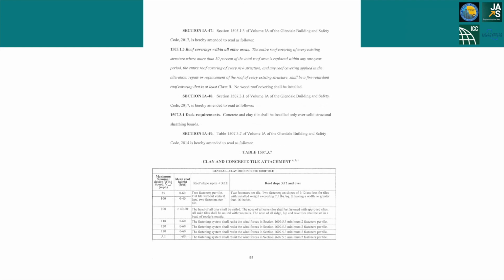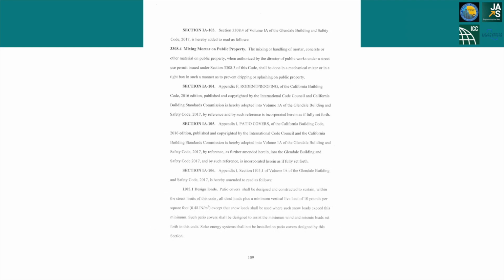And here we see some typical examples of locally amended code language. Note that the format and section numbering remain consistent with that found in Title 24. Here we can see some examples of how appendices can be adopted. In Section 104, note that Appendix F was adopted without any further local modification, while in Section 105, we can see that the jurisdiction adopted Appendix I related to patio covers and even amended the appendix within the ordinance.